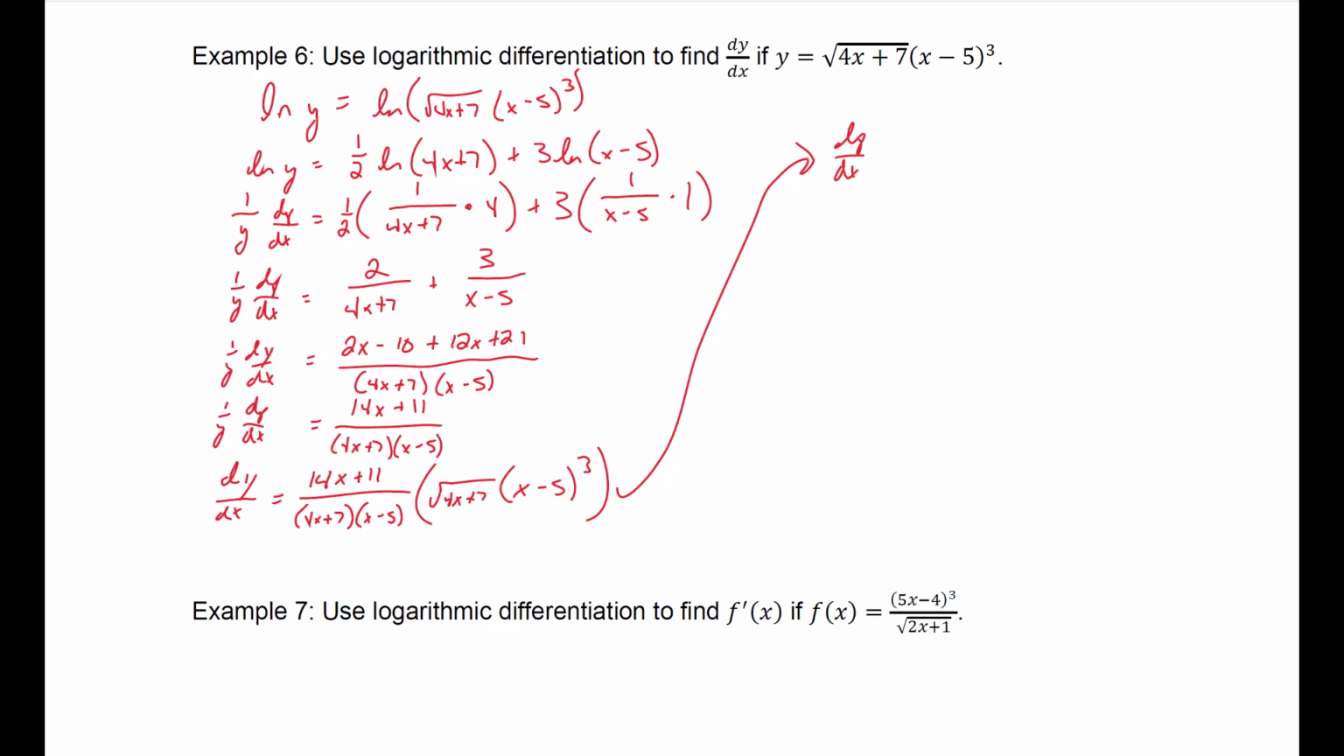So let's clean that up. So dy/dx, we have (14x plus 11) times (x minus 5) squared, because one of those x minus 5 factors cancels with the x minus 5 in the denominator, over the square root of 4x plus 7, because we had a 1/2 power with that square root in the numerator. 1/2 minus 1 gives you the negative 1/2. And we're done. That's all you can do. You could, if you wanted to really badly, multiply that all back out, but you don't need to, because remember, it's going to be easier to work with in this factored form.